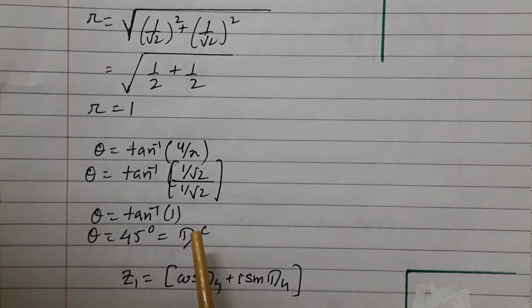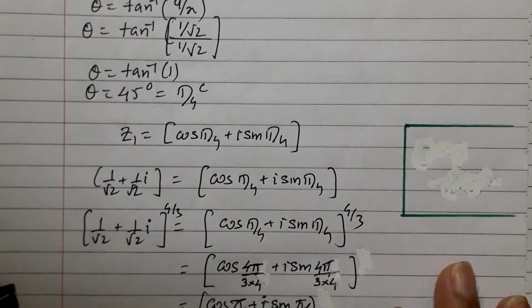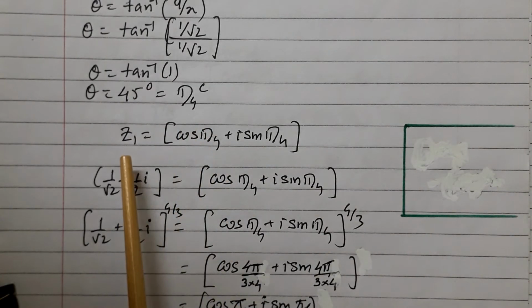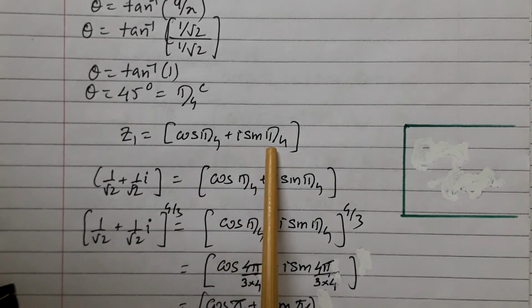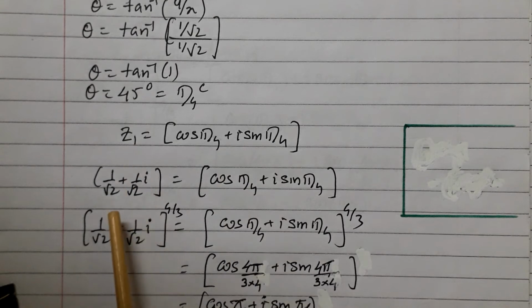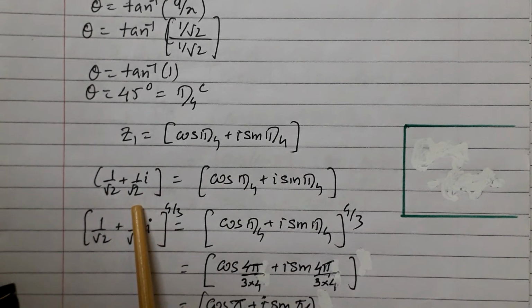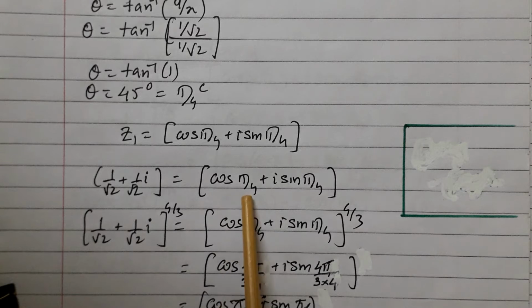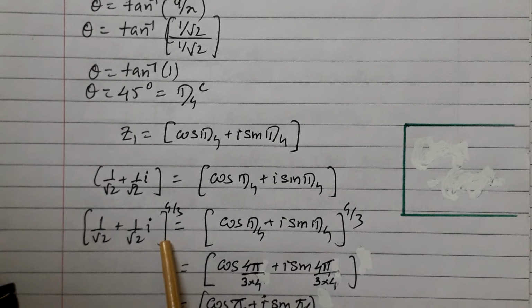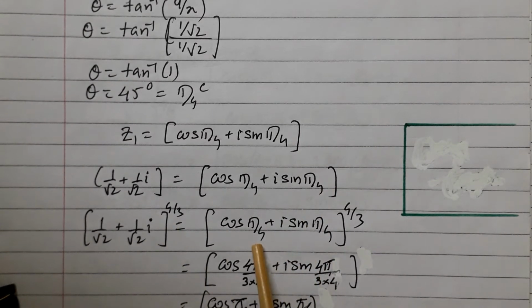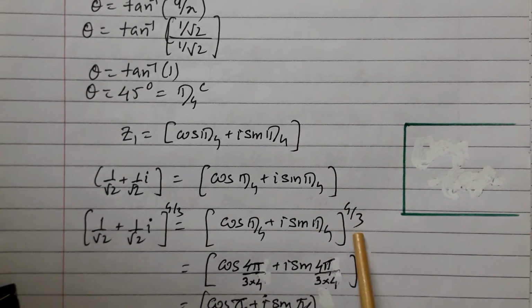So let us write the number in the polar form. So the number in the polar form, Z1, is equal to cos pi by 4 plus i sin pi by 4. But Z1 is 1/√2 + i/√2. So that will be equal to cos pi by 4 plus i sin pi by 4. Now raising both the sides to the power 4 by 3, we get (1/√2 + i/√2)^(4/3) is equal to (cos pi by 4 plus i sin pi by 4)^(4/3).